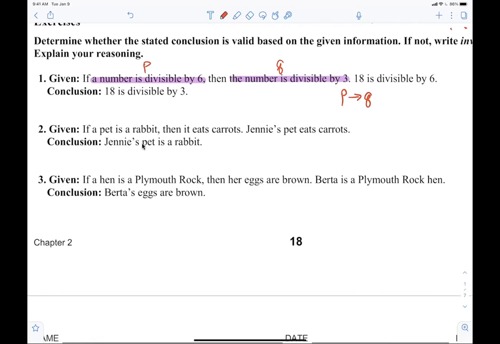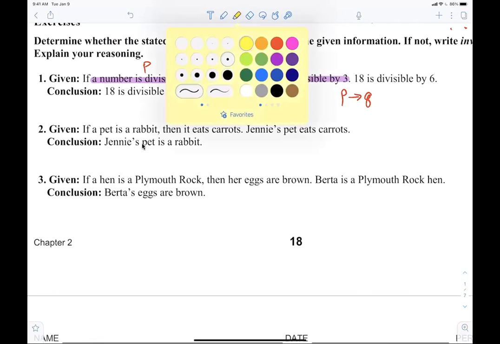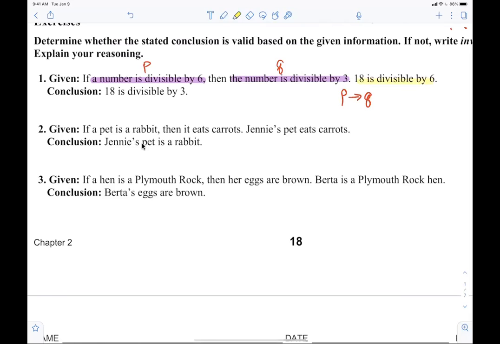Now, what I want to highlight is 18 is divisible by 6. What letter is that? That is P. Therefore, what is true? Q. Therefore, Q is true. Now, if we were going to say Q, we would say what? 18 is divisible by 3. You okay with that? How do you figure out if Q is true by doing that?